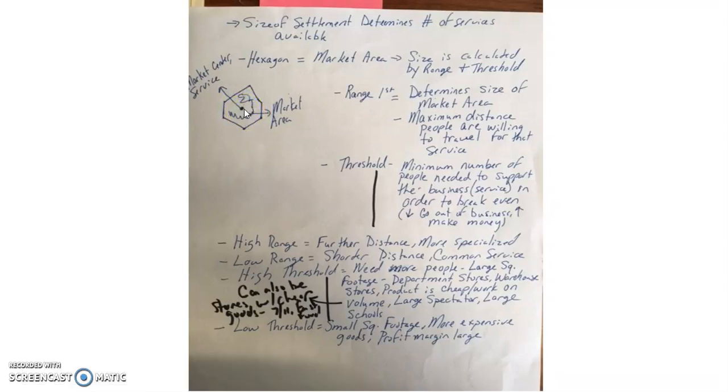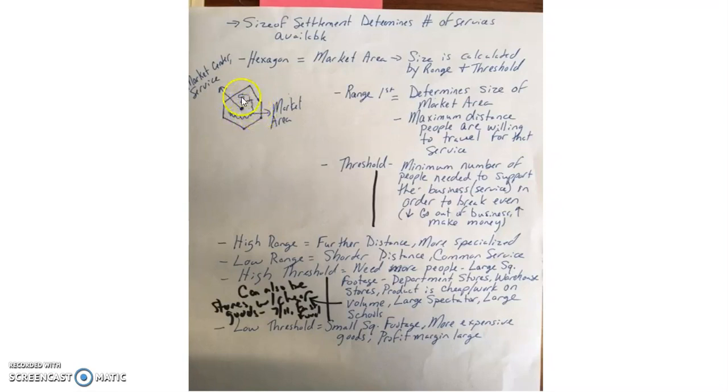So here we have our hexagon. And at the center, we have what we call our central place, or our market center, which really is our service. This could be our Publix supermarket, this could be your barbershop, this could be a Gucci store, this could be a Rolls-Royce dealership, this could be our classroom, whatever the service is that's being provided, that's its central place. And then surrounding it in a hexagon is its market area.